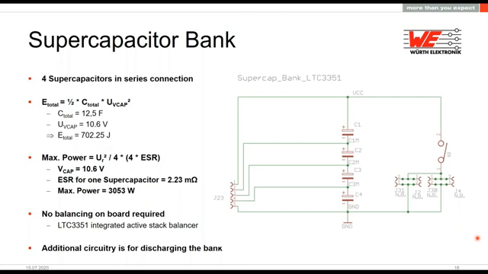Having a closer look at the supercapacitor bank, we put 4 supercapacitors in series connection, and we have a working voltage of around 10.6 volt in total. It results in a capacitance of 12.5 farad and a total energy of around 700 joule. And the maximum output power would be around 3 kW with an ESR for one supercapacitor of 2.2 milliohm.